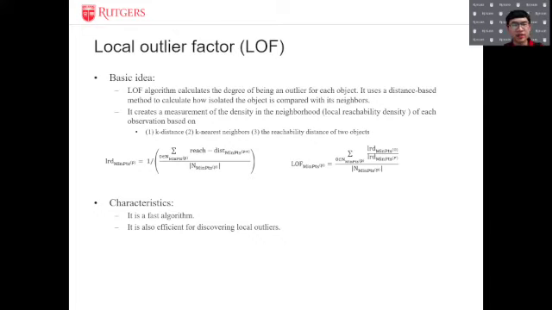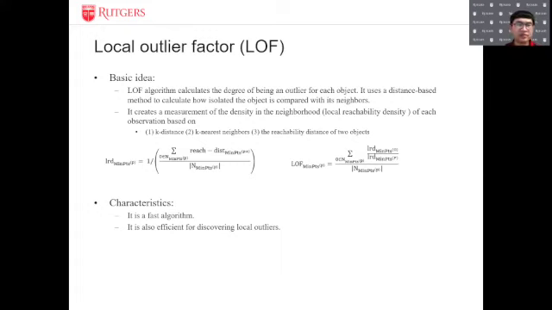The basic idea is that the LOF algorithm will calculate the degree of being an outlier for each object. It uses a distance-based method to calculate how isolated the object is compared with its neighbors. It creates a measurement of the density in the neighborhood of each observation. We also call it local reachability density. And then we will calculate the local outlier factor based on this measurement of density.